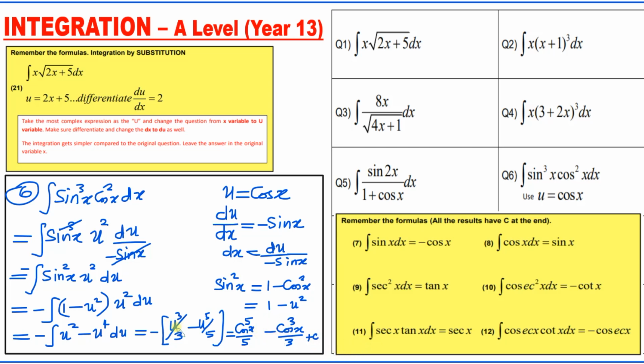I hope you understand the tutorial. These 6 questions give a flavor for understanding the substitution. So substitution means you substitute a function to make the integration simpler.